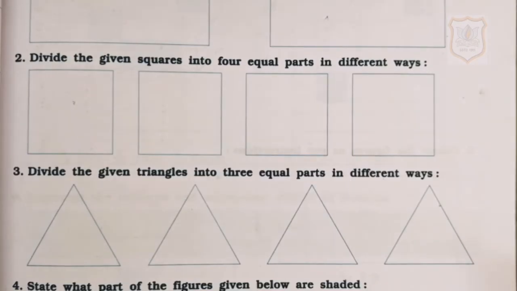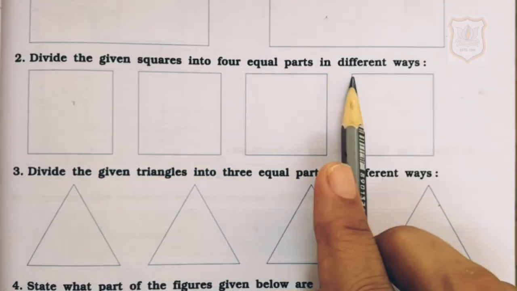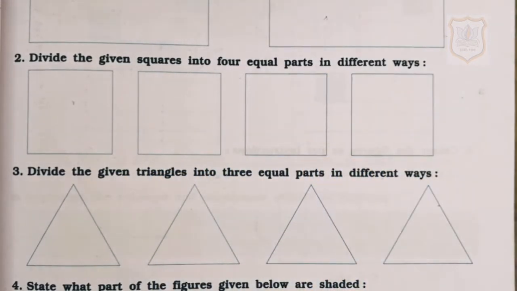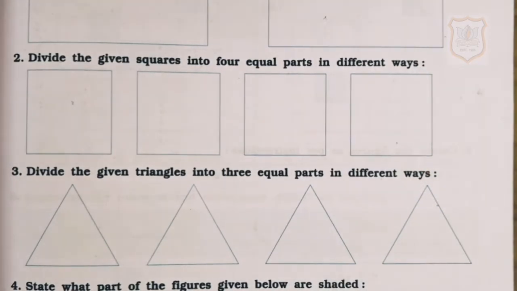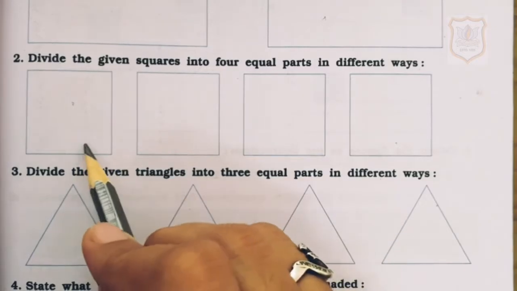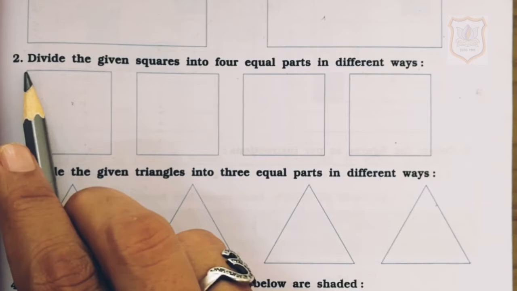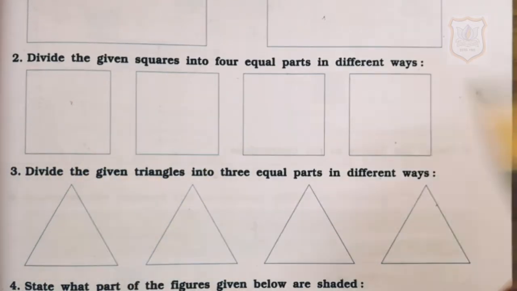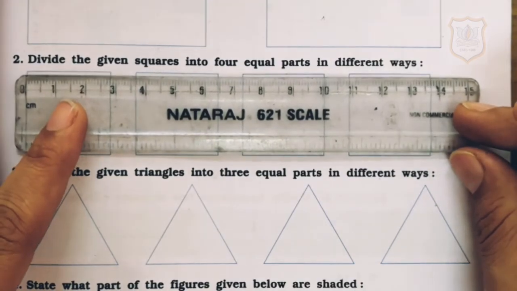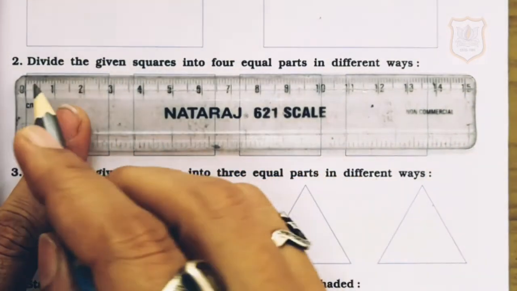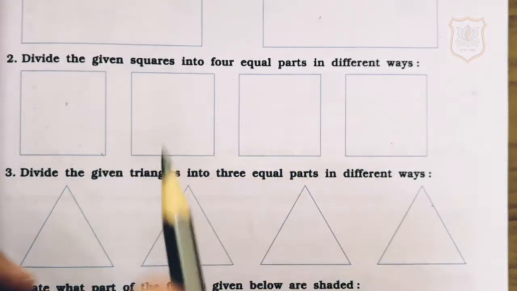Now students, we will move to question number 2. Divide the given squares into 4 equal parts in different ways. Now students, we have to divide these squares into 4 equal parts, that too in different ways. Now we will divide this first square into 4 equal parts. Here also first we will find out the measurement of the length and breadth of the square. Here you can see the length is 2.8, so the breadth will also be of 2.8 as the shape is of square.